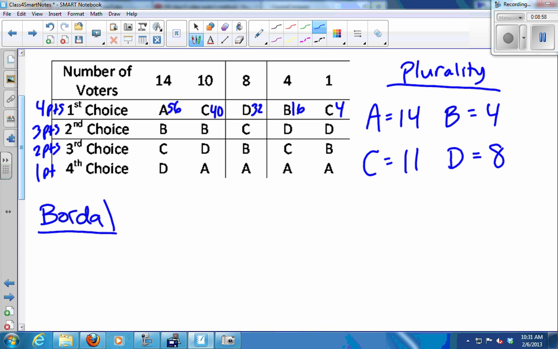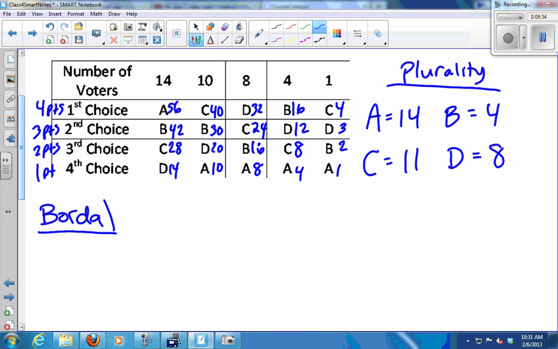3 points for these 14 ballots goes to B, and that's 3 times, what is it? 42. And 3 times 10 is 30. 3 times 8 is 24. 3 times 4 is 12. 3 times 1 is 3. And then we give out our 2 points. We have 28, 20, 16, 8, and 2. And then we give out our 1 points to each last place candidate. So D has 14 here, A has 10, 8, 4, 1.